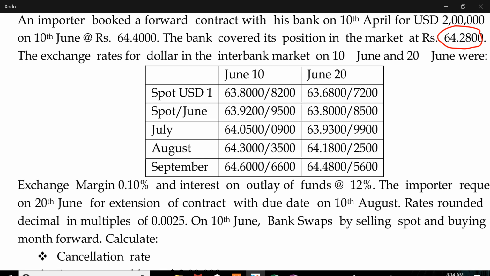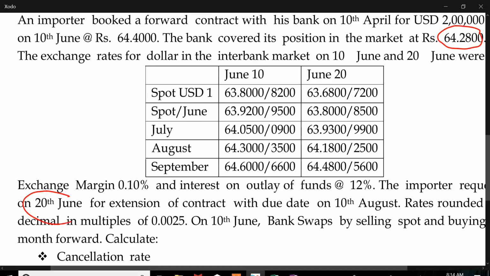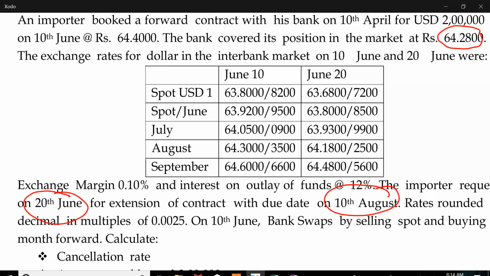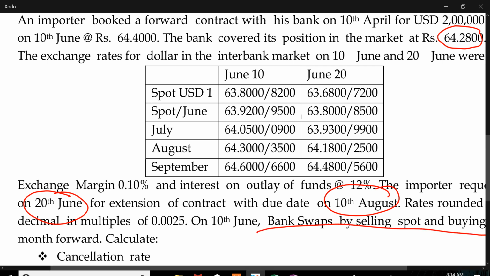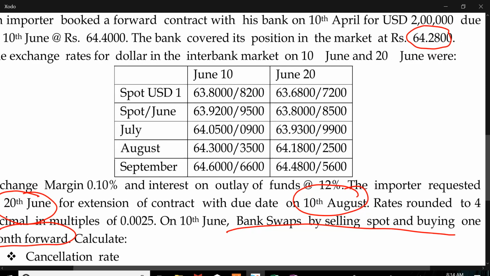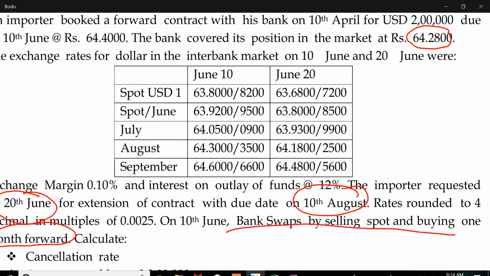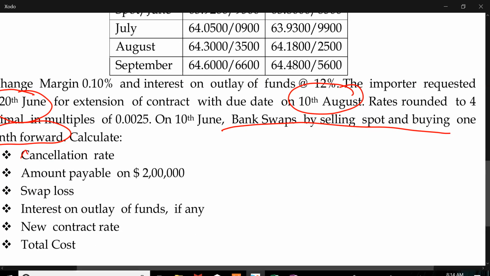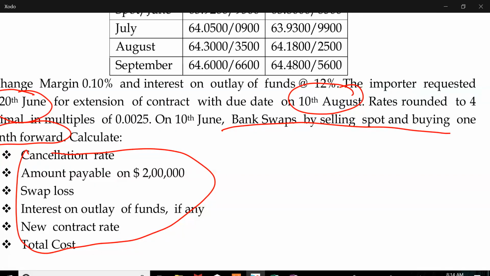Exchange margin, interest. Importer requested on 20th June for extension of contract with due date on 10th August. Rates rounded off to decimals and multiples of 0.0025. On 10th June, that is on the due date, the bank swaps by selling spot and buying 1 month forward. This information need not be given. If the problem is silent also, this only will happen. He has to cancel and take the immediately available contract. Cancel, take the immediately available contract. Calculate all of this: cancellation rate, amount payable, swap loss, interest and outlay of funds, new contract rate and total cost.